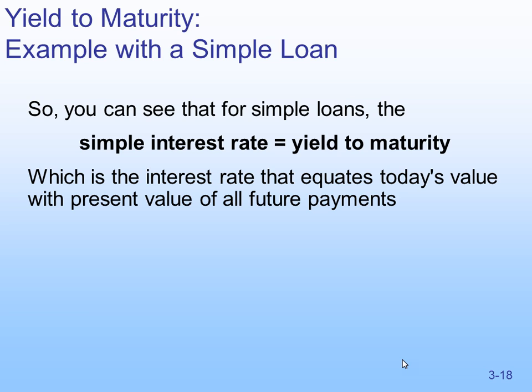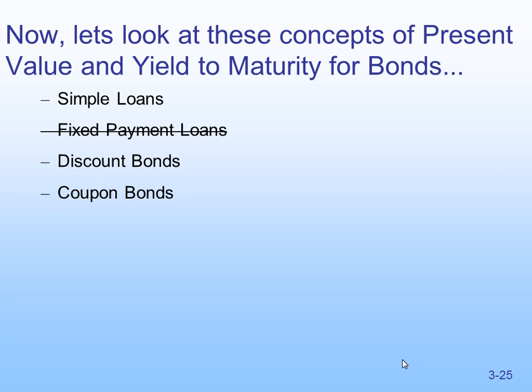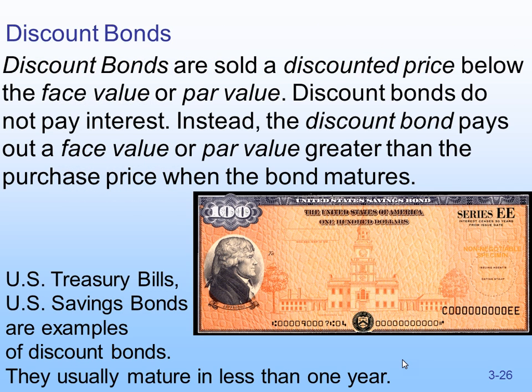All right, now let's take these two concepts of present value and yield to maturity and look at how we apply them to bonds. We're going to look at discount bonds and then coupon bonds. Okay, so what are they, first of all? Do you know what they are? What's a discount bond? It's usually a short-term bond, and I think the slang for them is savings bonds.